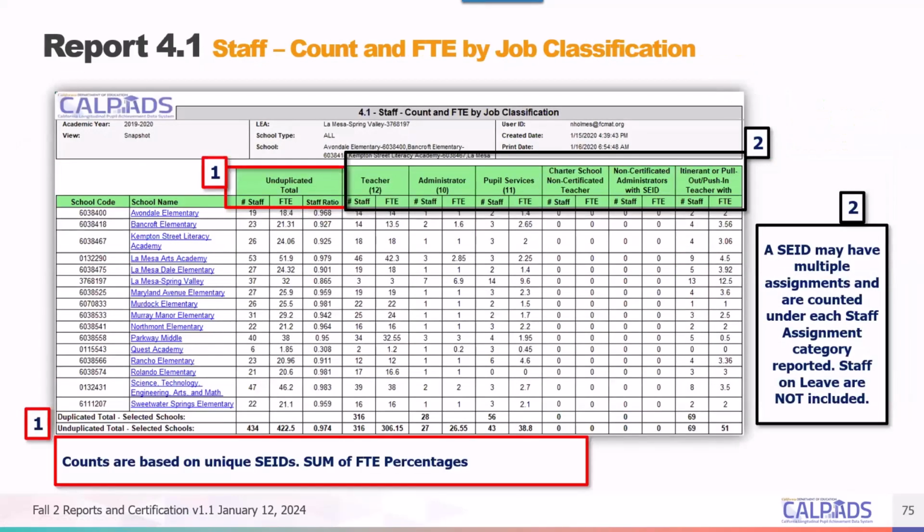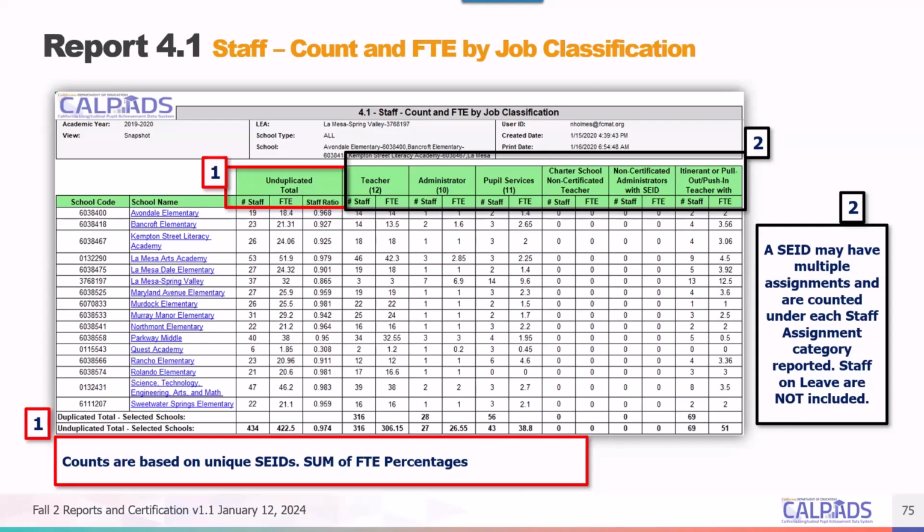Report 4.1, staff count and FTE by job classification. The important thing is to recognize that the unduplicated total, those three columns grouped together, are representative of your staff, and they're counted once and only once.